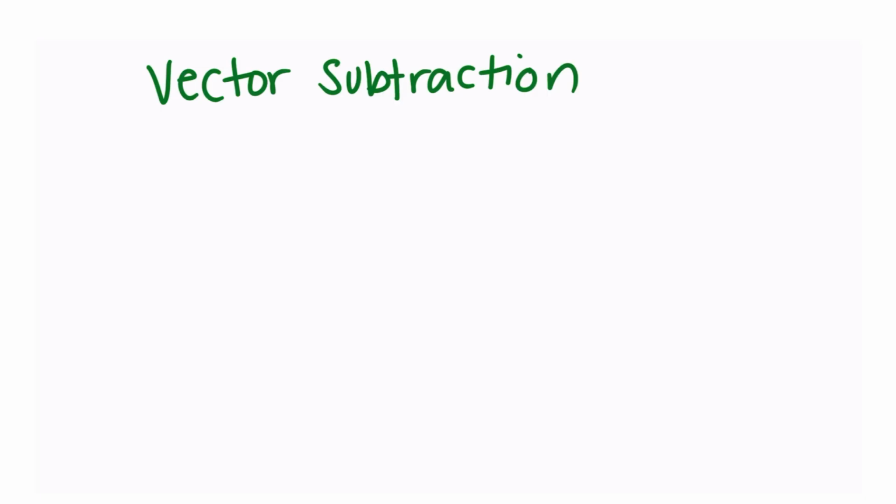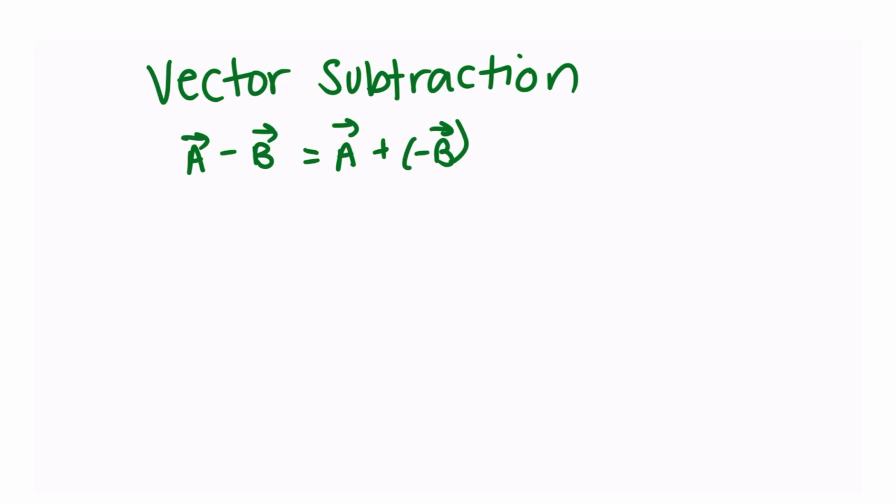The next thing that we need to talk about is vector subtraction. One thing you can do is think about it in terms of addition. So for example, if you have vector A minus vector B, what you can do is think about it as vector A plus the negative of vector B.